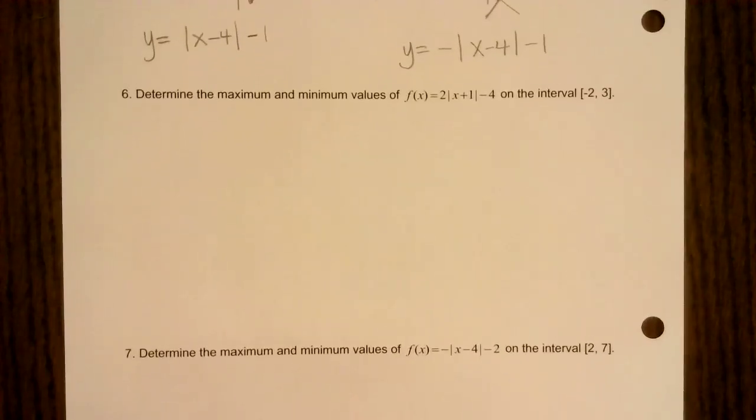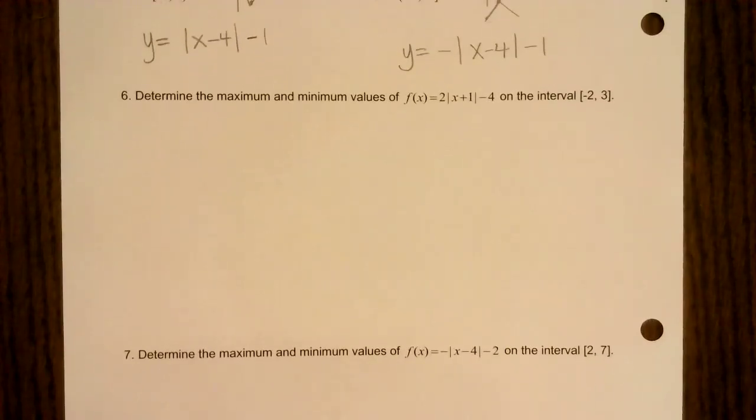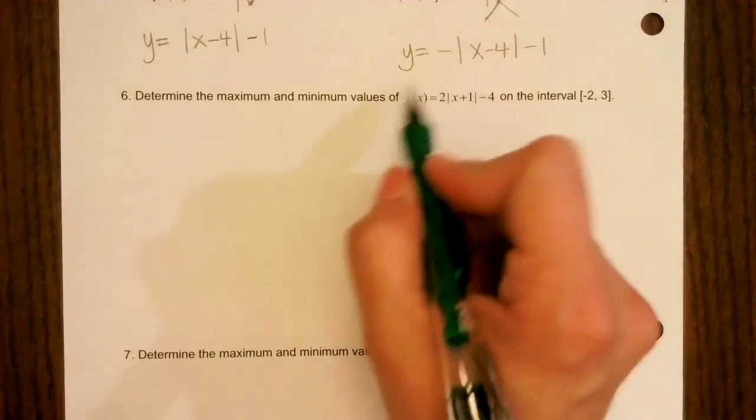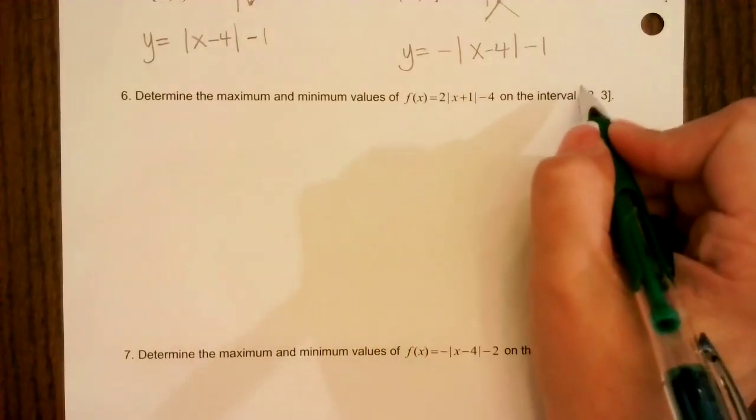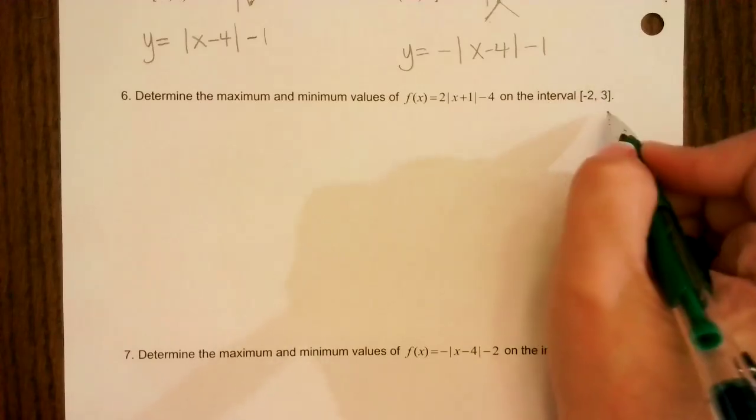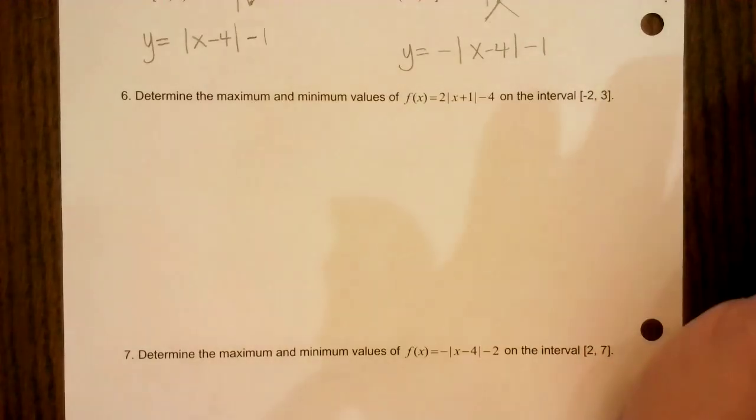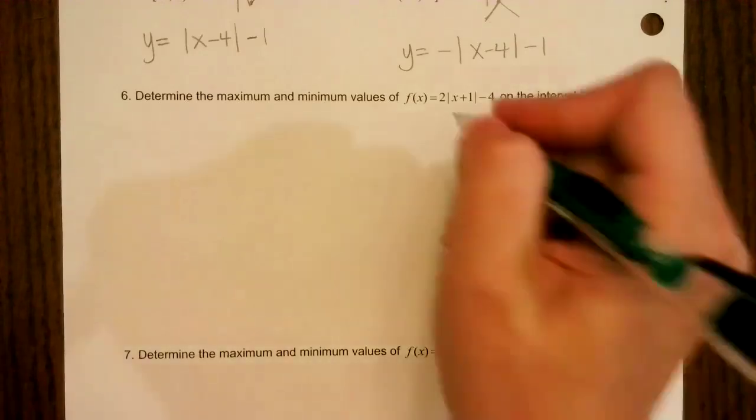All right, for our next question, it says determine the maximum and minimum values of f(x) = 2|x + 1| - 4, on the interval -2 to 3. So this is the entire absolute value, but it's telling us we only care about -2 to 3. So we're going to cut the rest of that graph off.